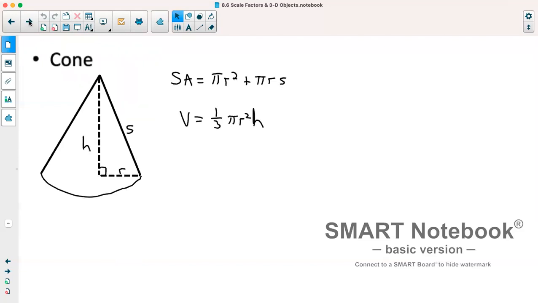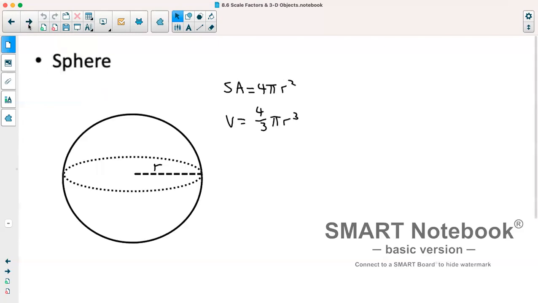We have a cone. Our surface area is pi r squared, which is our circular base, and then plus pi r s, which is the sides of our cone. Our volume of it is 1/3 pi r squared h. So our volume for a cone is similar to that of a cylinder, just we have this 1/3 in front. Surface area of a sphere is 4 pi r squared, while our volume is 4/3 pi r cubed.